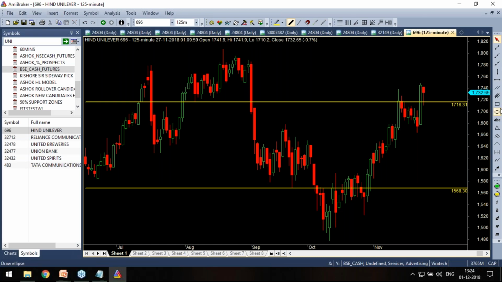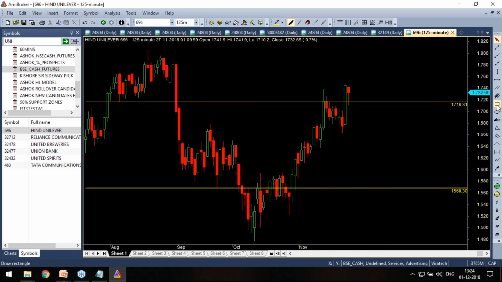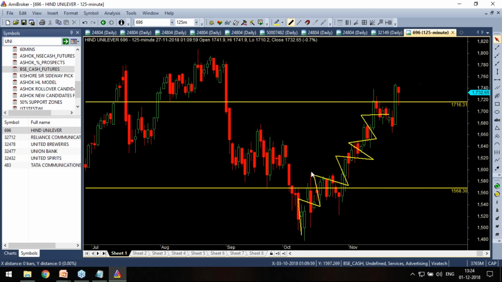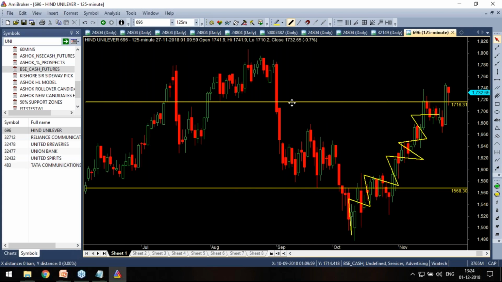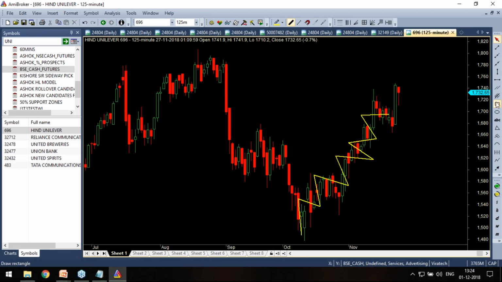And look at this, friends, this whole thing is compression. We will talk about this. Price is doing a lot of zigzag movement. Now I'm telling you, ideally this is a strong zone for me. Can somebody check and tell me where this price is?